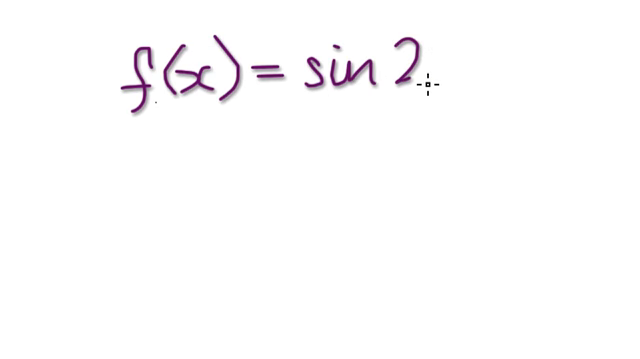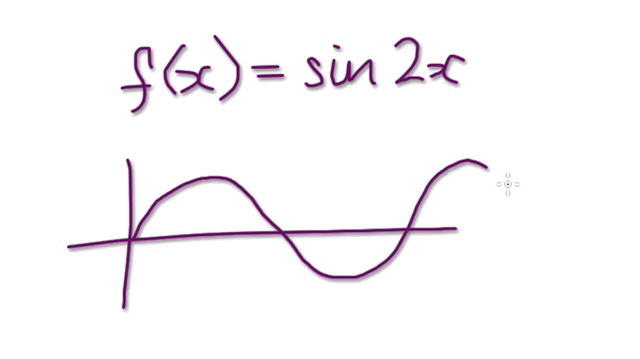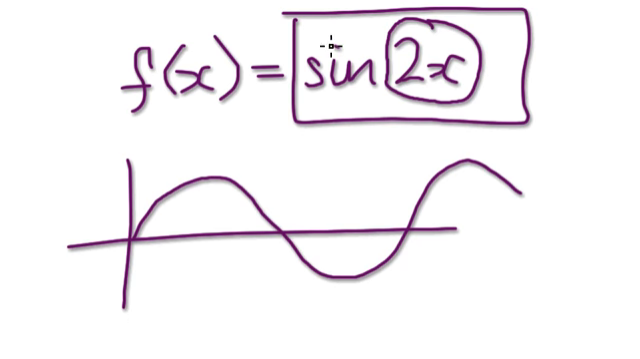In this video, we're going to use our knowledge of transformation to understand the function f of x equals sine 2x. Now we know the function f of x equals sine x. It looks something like this. But what does it mean when we have sine 2x? So what does this new graph look like?